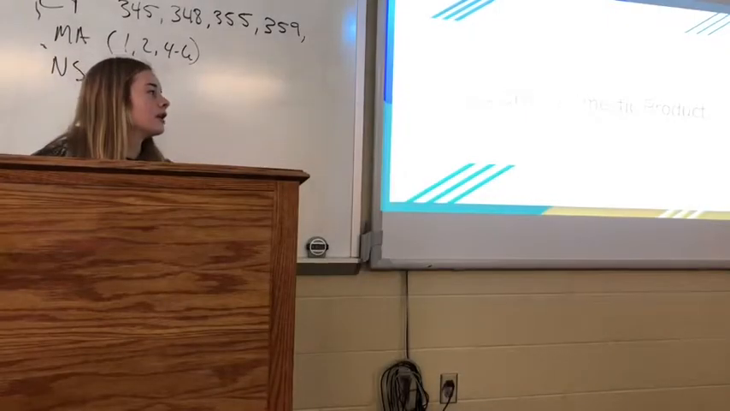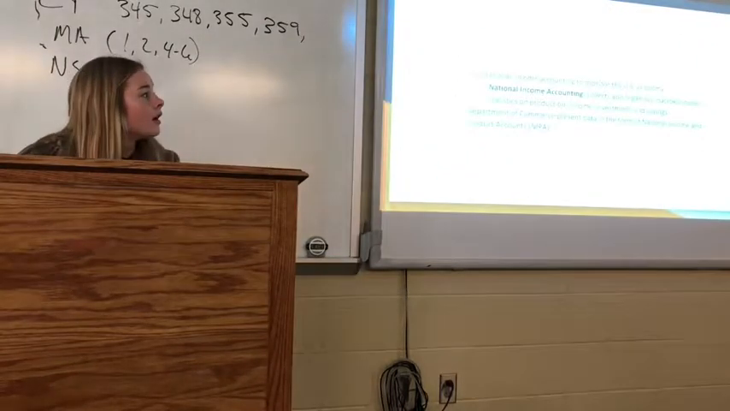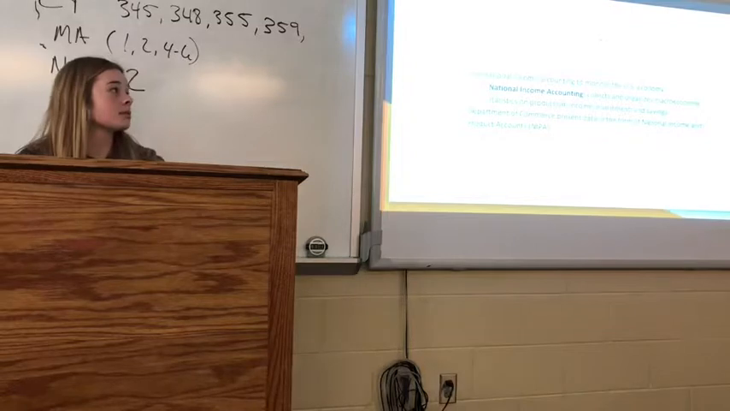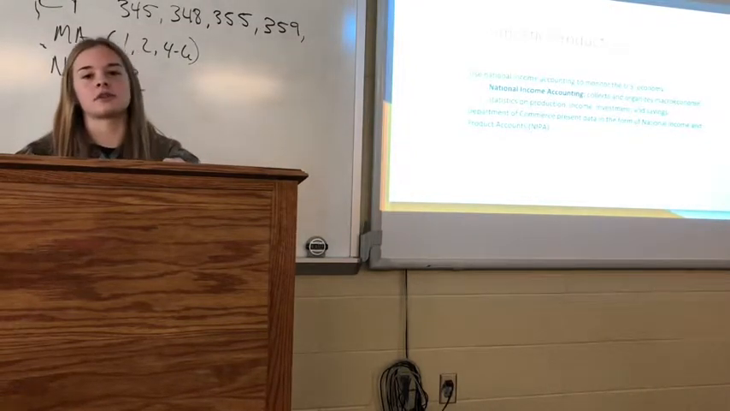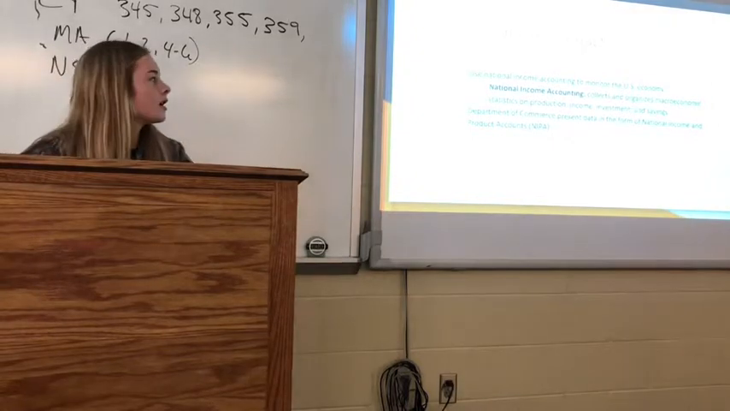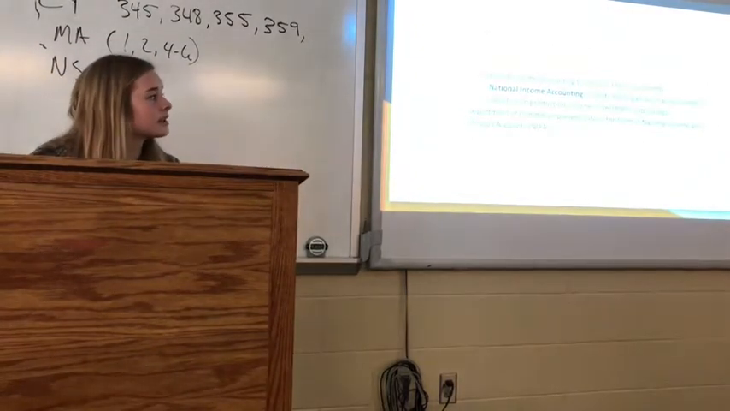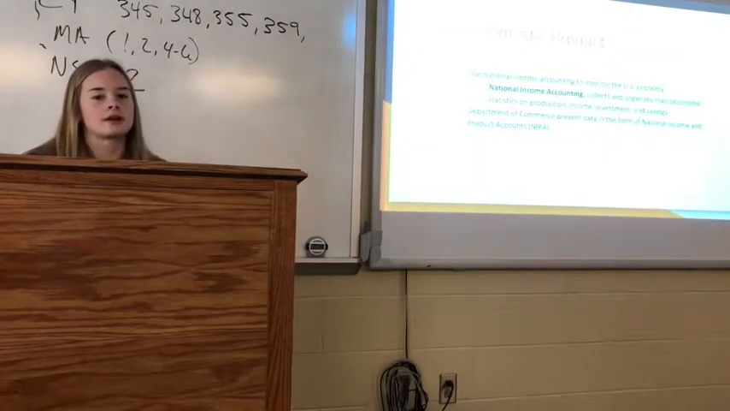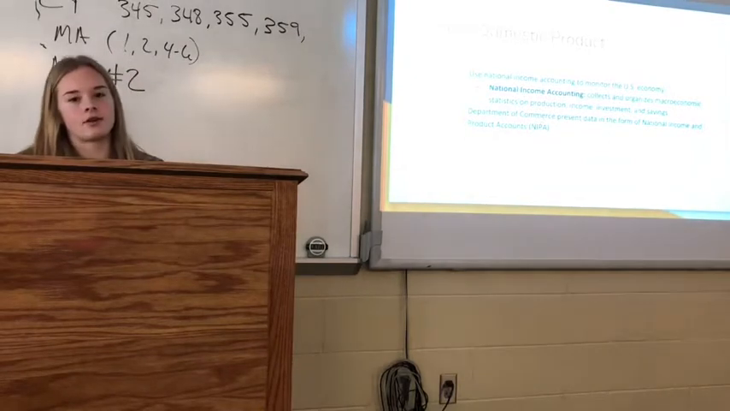This is 12.1. It's about gross domestic product. Gross domestic product is basically the number of all the goods and services produced in a given year. What this does is it uses national income accounting to monitor how the U.S. economy is doing. And all the bold, by the way, is all the vocab.